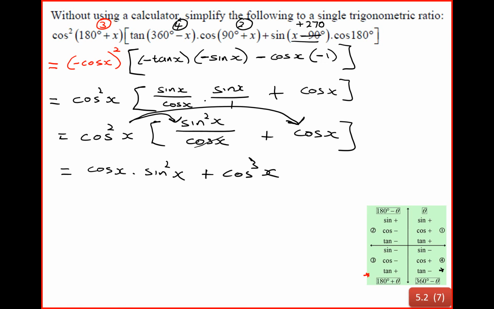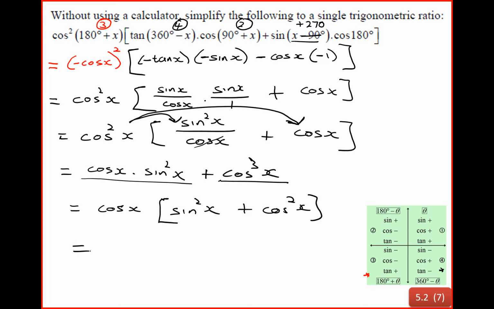And now we're looking for a common factor. We have two terms, and you'll notice that cos x is common. So if I take out cos x from cos x times sine squared x, I'm going to get sine squared x. And then cos cubed x over cos x will give us cos squared x. And then we have cos x, and in our square bracket, sine squared x plus cos squared x is 1. And our final answer now is equal to cos x. And we have written this as a single trig ratio.